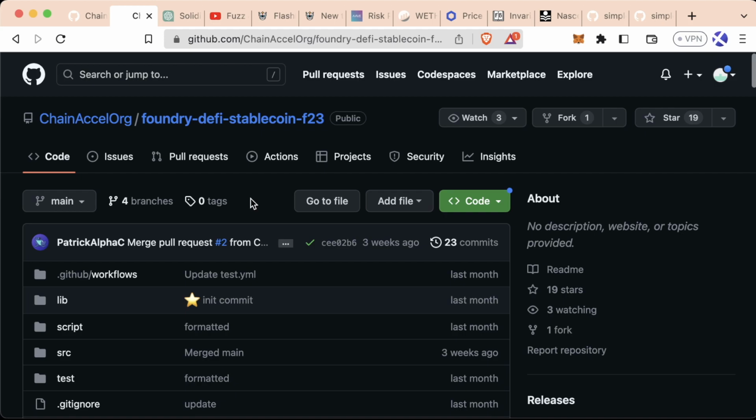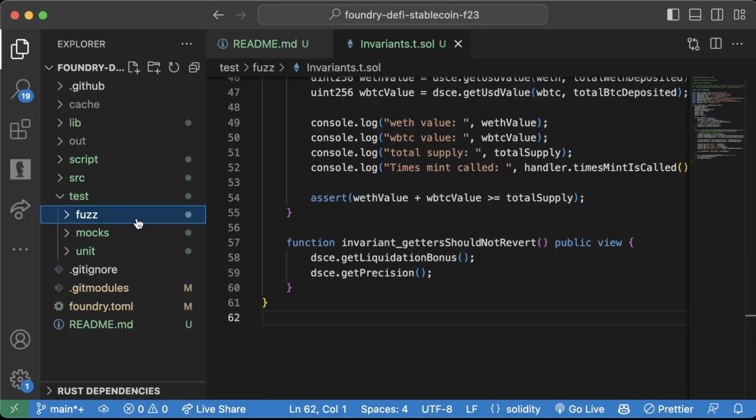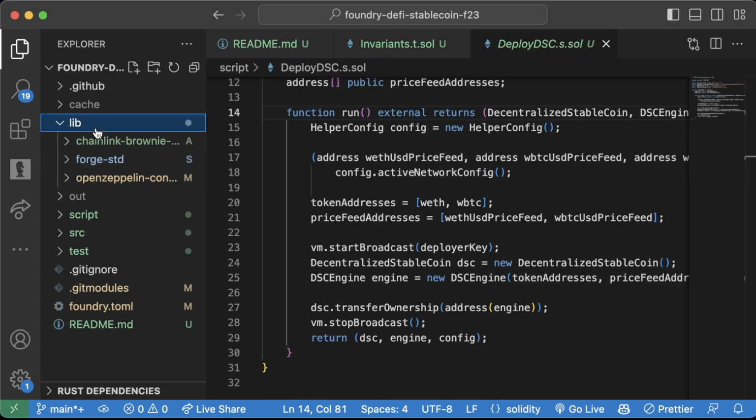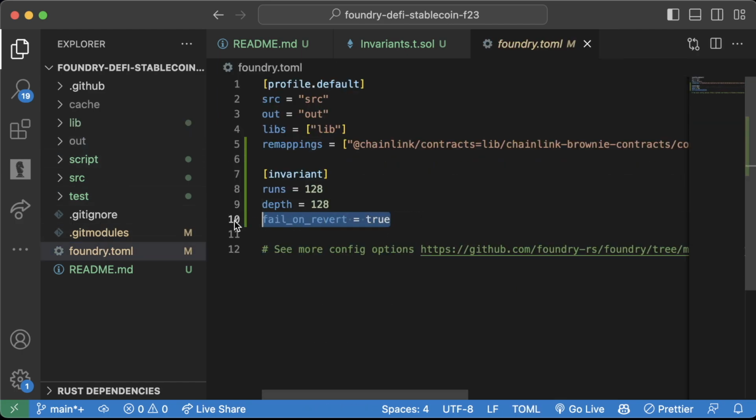There's so much going on here. We learned about DeFi. We learned about advanced state-of-the-art modern fuzzing techniques. We learned a tiny bit about security. We used oracles in a safer way. We wrote this crazy, amazing test suite. We wrote deploy scripts for this. We interacted with a couple different libraries. We learned about fail on revert, runs, depths, and variance.